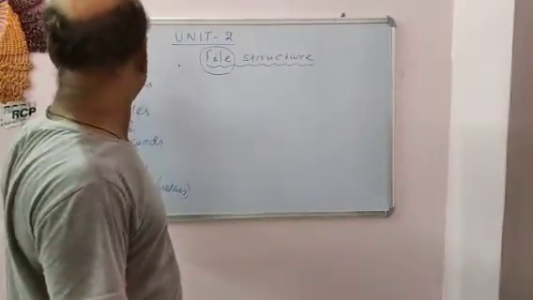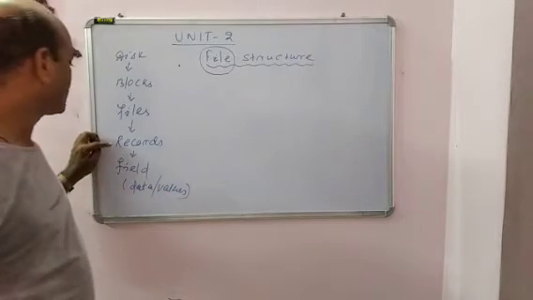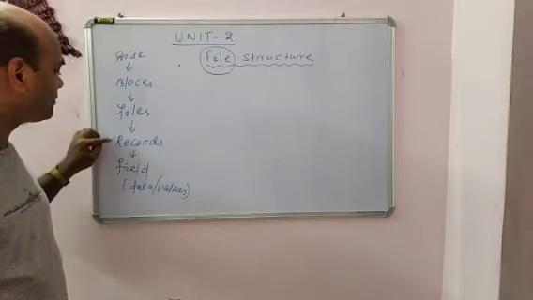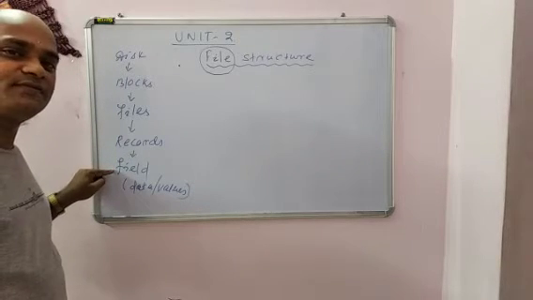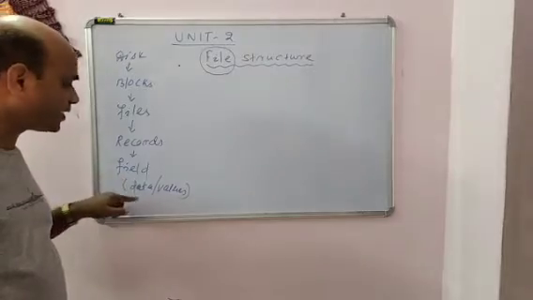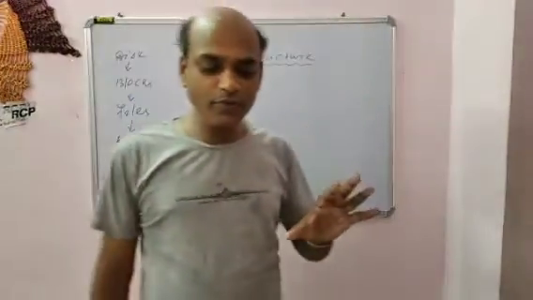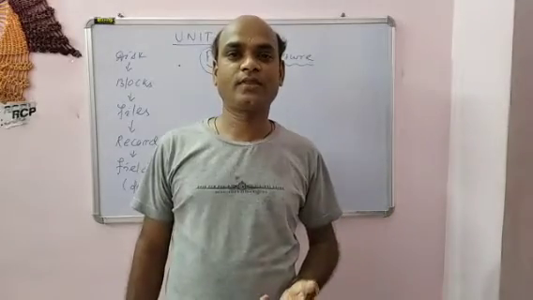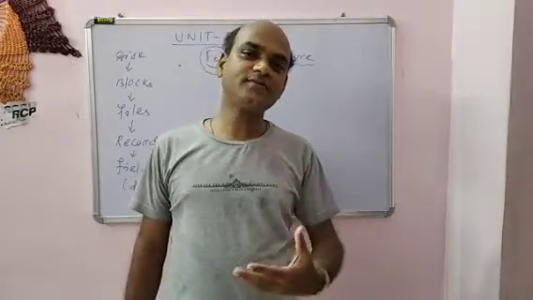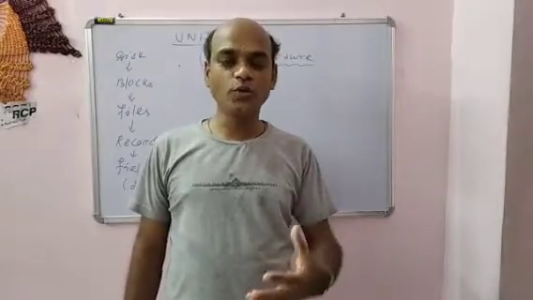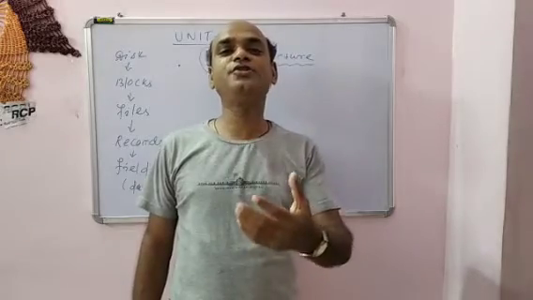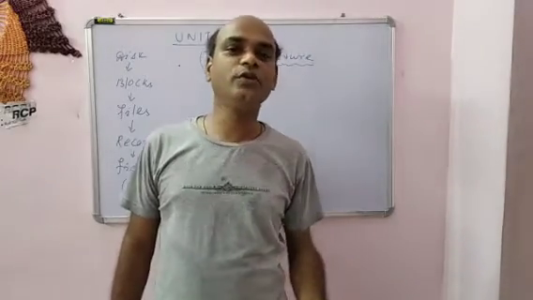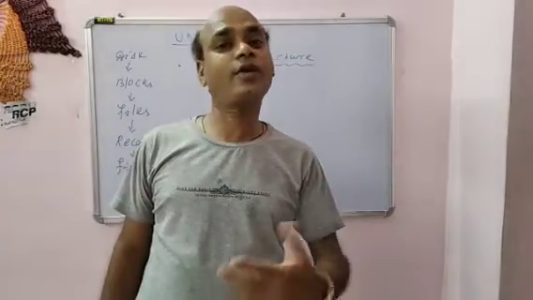So in a database file we can store several database records, and in particular records we can have several database fields, and in each field we are ready to store data or values. So what about the database? The database file stores some required information in a particular organized way. In the next class we will discuss the file organizations.